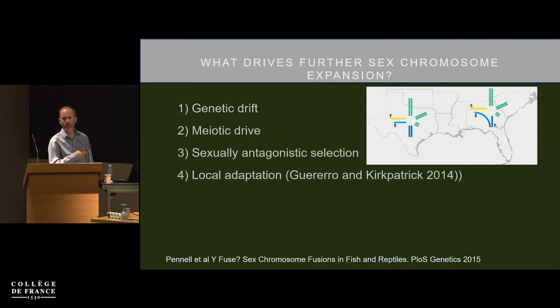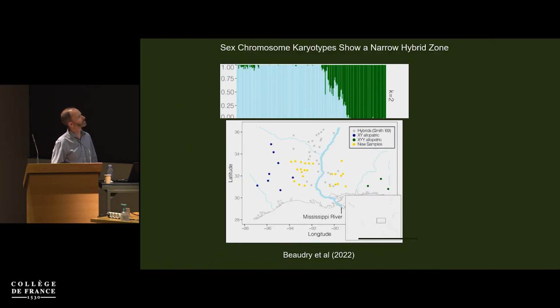So these could be neutral, driven by genetic drift. It could be driven by the action of meiotic drive, sexually antagonistic selection, or some sort of local adaptation, which may or may not be sex-specific. Because the fusion event, of course, acts as a recombination modifier, especially in our system, where it's bringing together alleles that could be locally adaptive on either side of the Mississippi River. And so we were interested in starting to understand the relative importance of these possible forces.